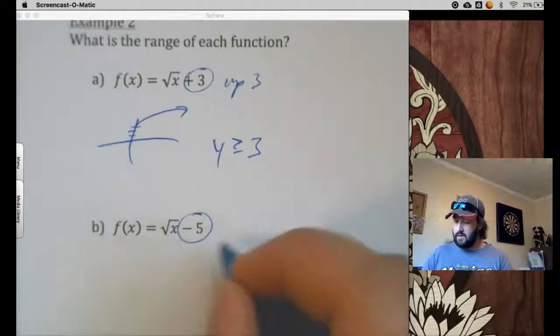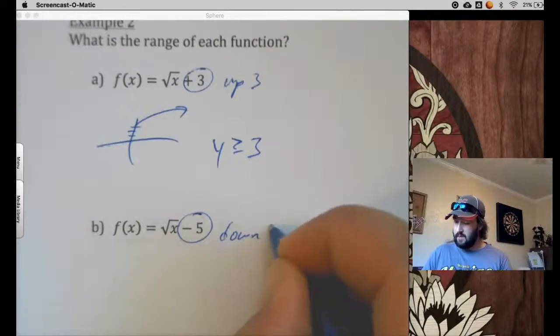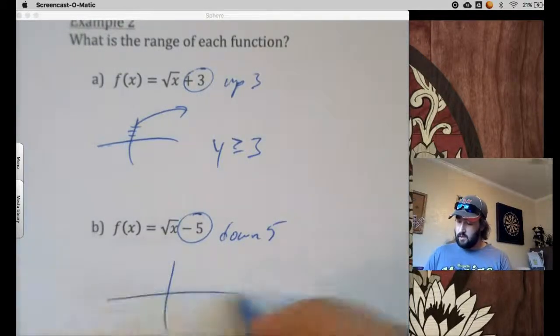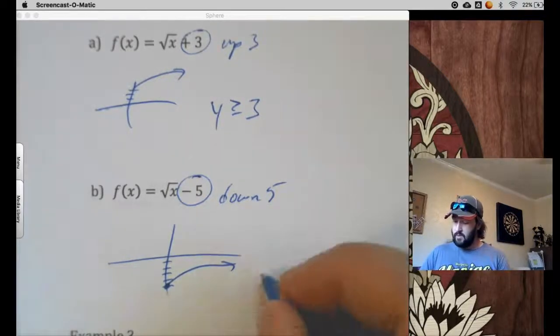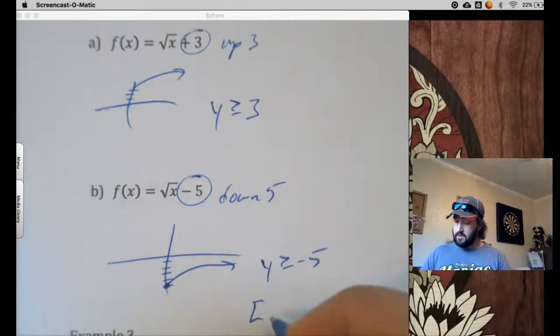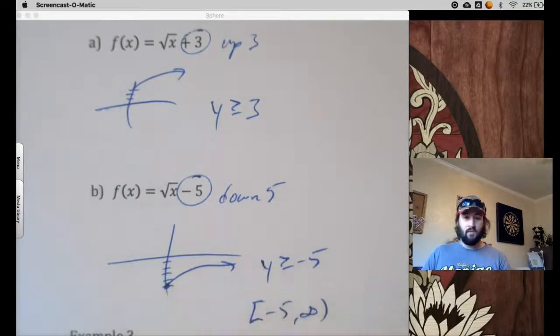Next one, minus 5 on the outside, so that's going to move everything down 5. Right, so I'm going to take my function, move it 1, 2, 3, 4, 5 down, and it's still going to be opening in that direction. So it's still opening up. So my range will be y is greater than or equal to -5. I could also say it in interval notation, -5 to infinity, since it's going up forever.